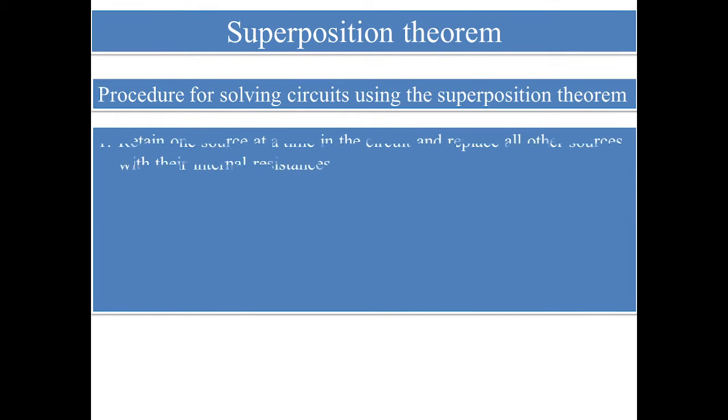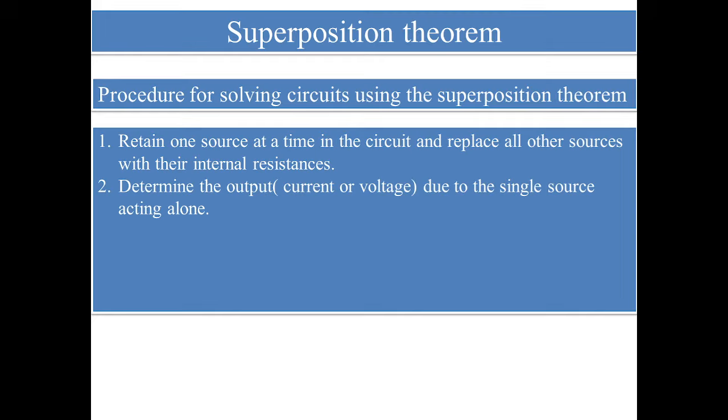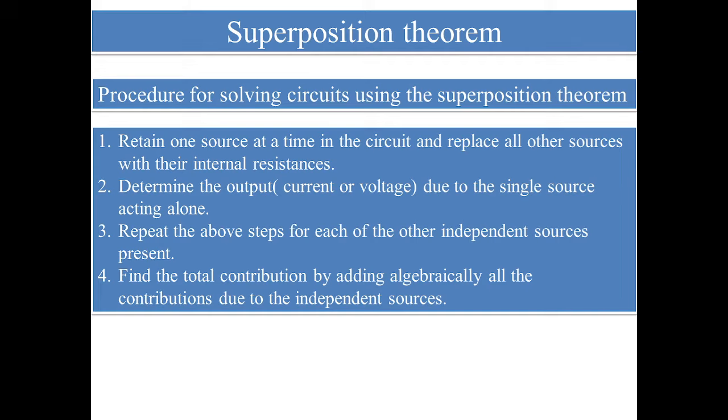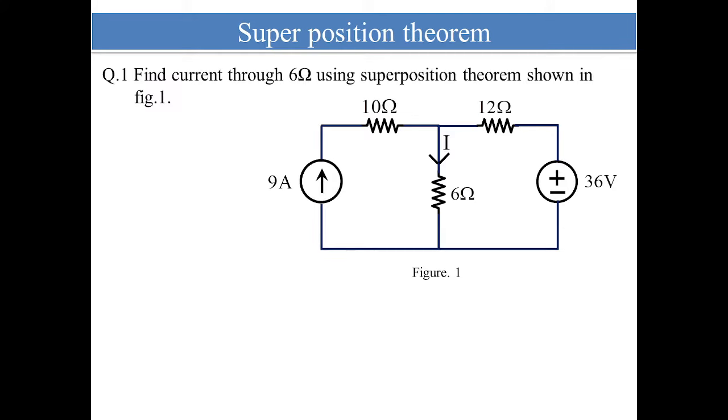Then we'll see the procedure. Start with retaining one source at a time in the circuit and replace all other sources with their internal resistances. Determine the output, that is voltage or current, wherever it is required, due to the single source acting alone. Repeat the above steps for each of the other independent sources present in the given circuit. And finally, find the total contribution by adding algebraically all the contributions due to the independent sources.